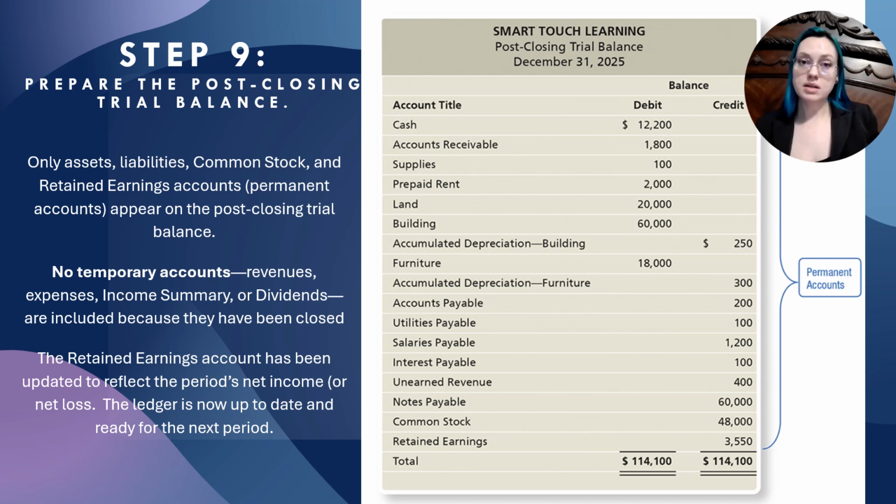We also see at the bottom that the debit side is equal to the credit side, which means the accounting equation, assets equals liabilities plus equity, is balanced. Accounts are also listed assets first, then liabilities, and then equity accounts. That is it for the accounting cycle.